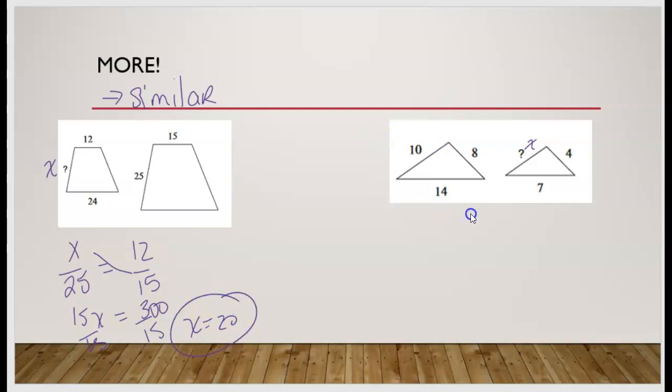Let's look at the triangle example. I'm going to go 10 over x equals, now here we know all the sides, so it's up to you. You can pick any side you want. You could do 8 over 4 or 14 over 7. You will get the same answer. So 8x equals 40. And then 40 divided by 8 is 5.